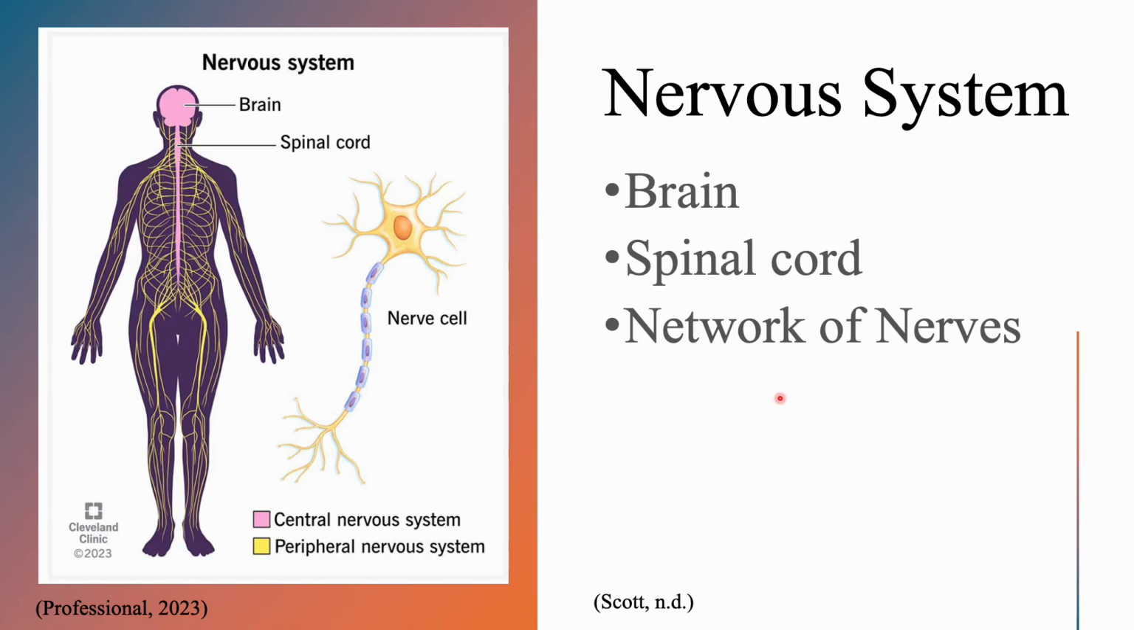First, I would like to start with our nervous system. Your nervous system is your body's command center. It is composed of the brain, the spinal cord, and the network of nerves. Our nervous system uses neurons, which are our network of nerves, to send messages back and forth from our brain to the spinal cord and to the nerves throughout our body.